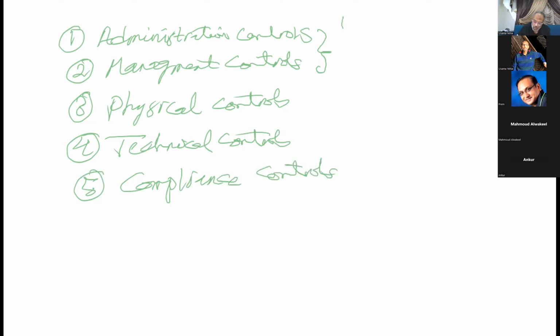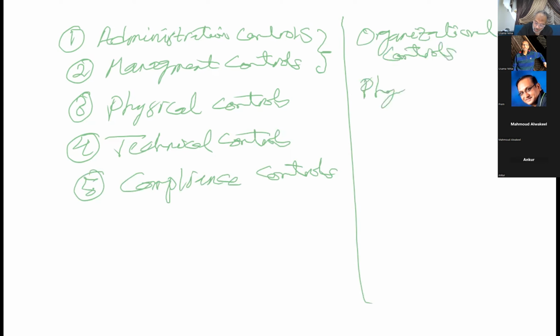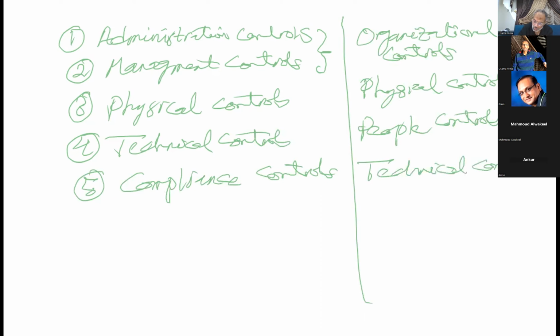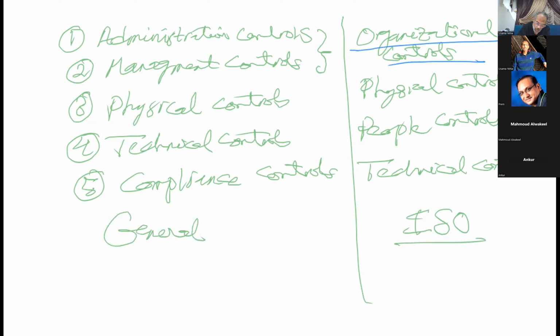In ISO, we have organizational controls, physical controls, people controls, and technical controls. These are the classification of controls based on my information. I'm not saying that these are the only ones, but based on my information, these are the controls which I know. This is the ISO one, and this is the general one. Organizational controls are administration and management, so both of them are the same.